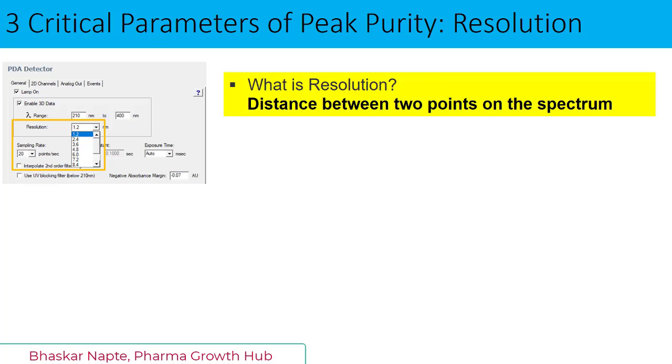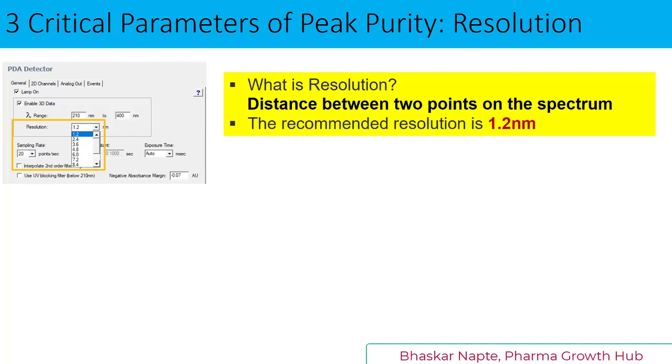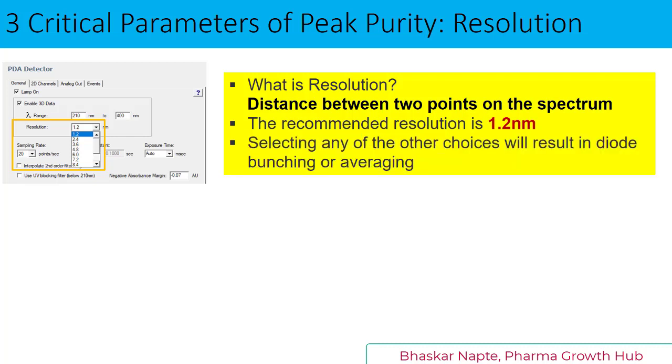Now, what is the distance between two adjacent dots here? That is called the resolution. So if the difference between two adjacent dots on the spectra is 1.2 nanometer, then you can say the resolution is 1.2 nanometer. The recommended resolution as far as Empower is concerned is 1.2 nanometer. Selecting any of the other choices will result in diode bunching or averaging.